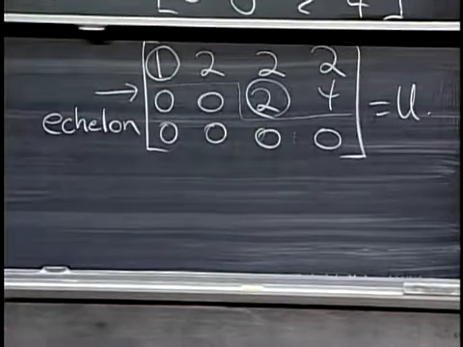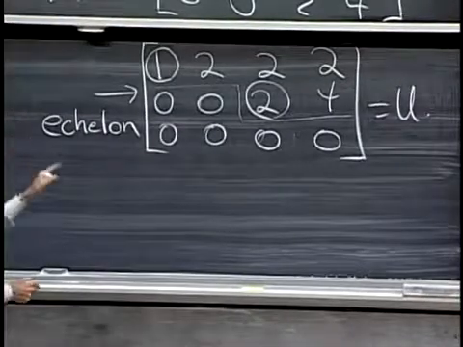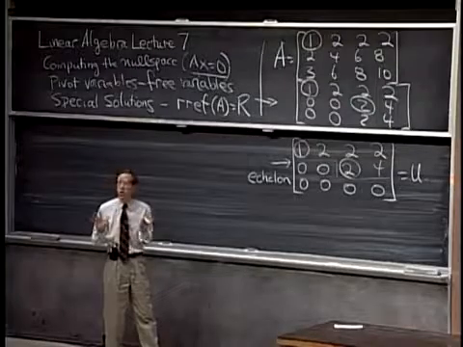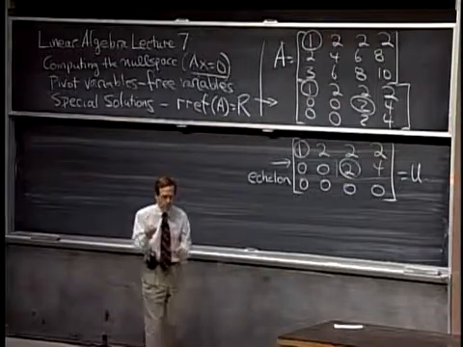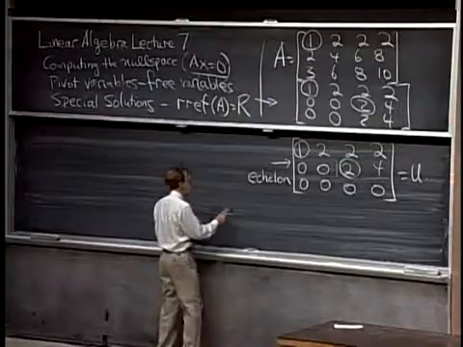Okay. So actually, we've already discovered the most important number about this matrix. The number of pivots is 2. That number we will call the rank of the matrix. So let me put that immediately.